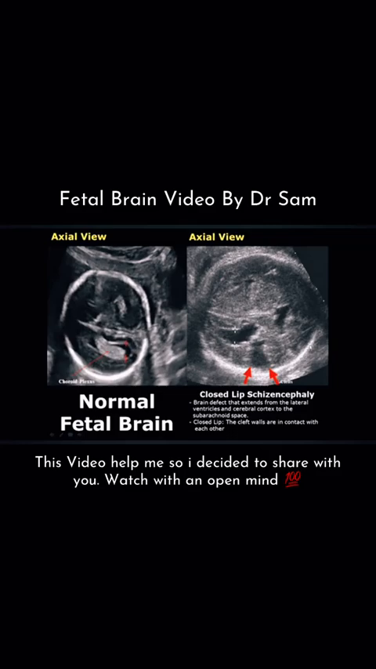These clefts extend from the lateral ventricles all the way to the subarachnoid space, which means they will be reaching the skull bones on this image. In closed lip schizencephaly, the walls of the cleft are in contact with each other, which means there is no open connection between the cleft that reaches from the lateral ventricle and the subarachnoid space.